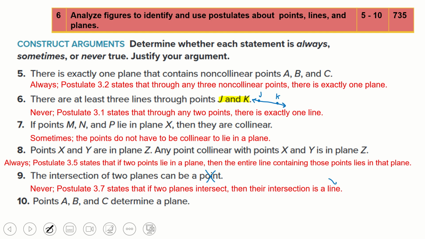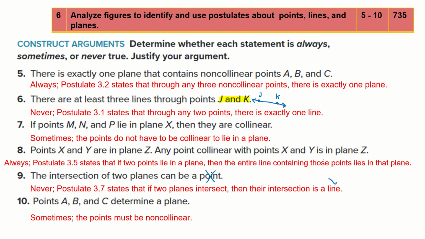And points A, B, and C determine a plane. Sometimes there is a condition to use the 3 points when naming a plane. They must be non-collinear. So sometimes the points must be non-collinear to be used.